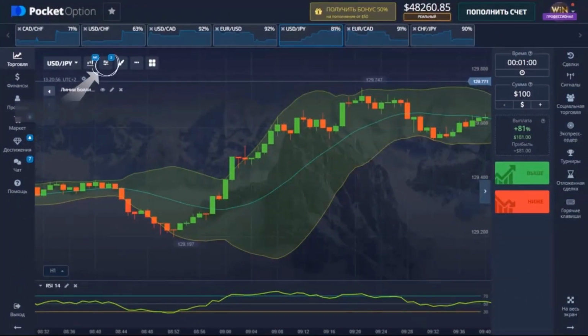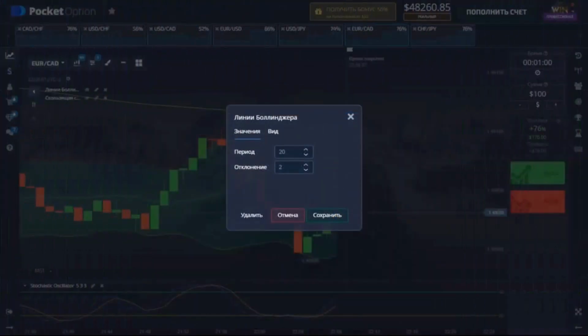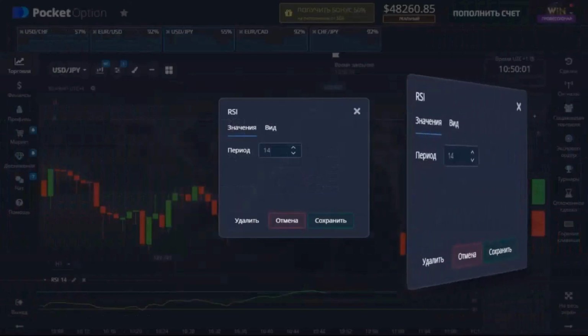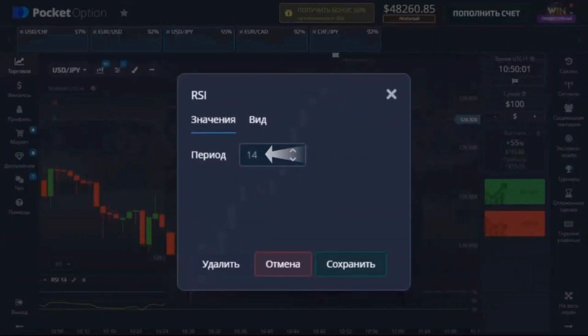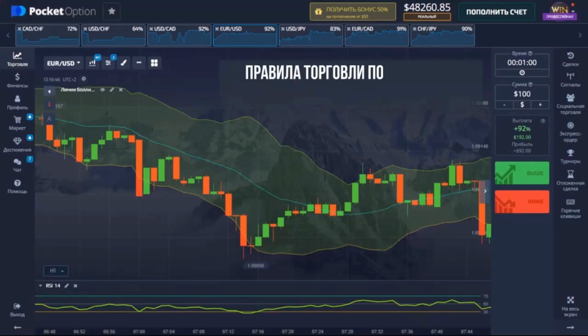To add indicators on the Pocket Option platform, you need to find the icon in the Indicators panel and select the necessary tools after opening it. After adding Bollinger Bands, you must change its parameters, period 20 and deviation 2. For the RSI indicator, you can leave the default settings, period 14. Once the indicators have been added, you can begin trading using the following rule.